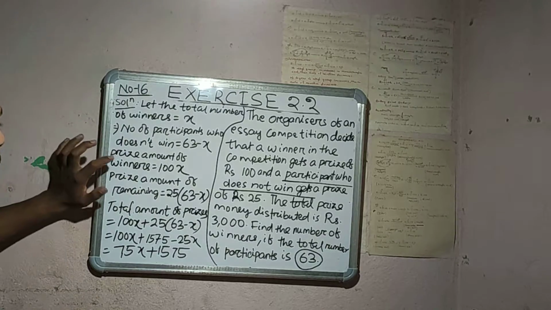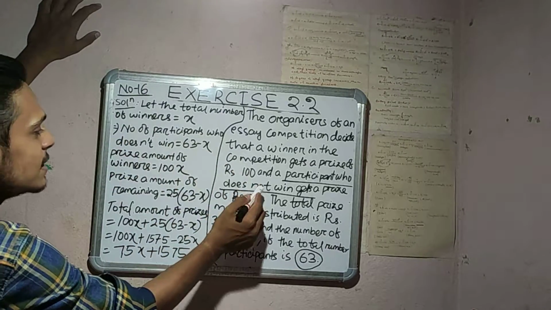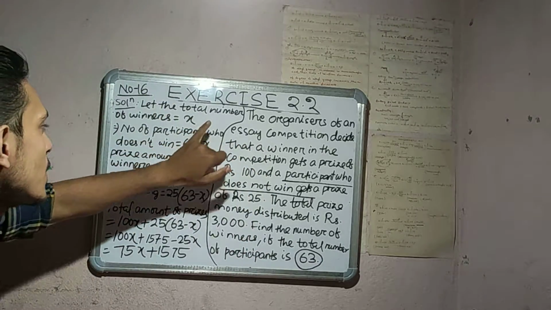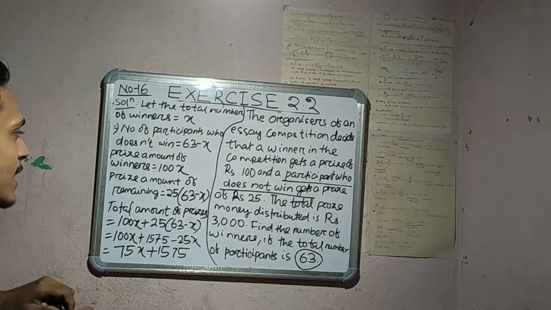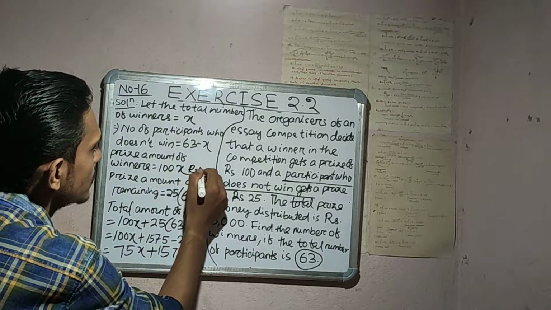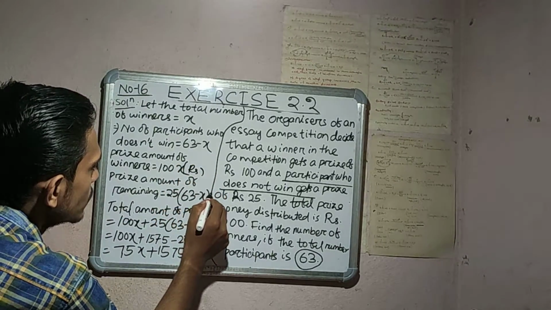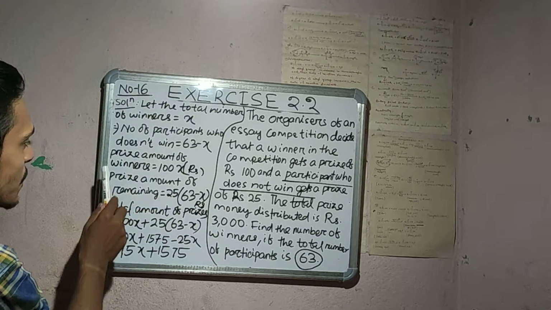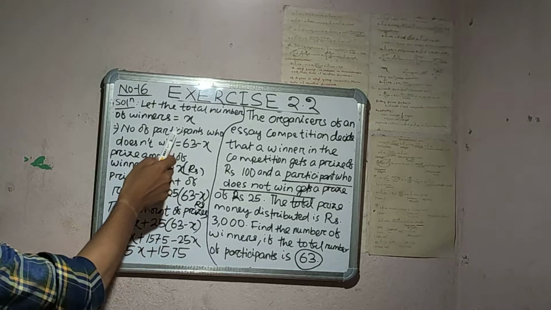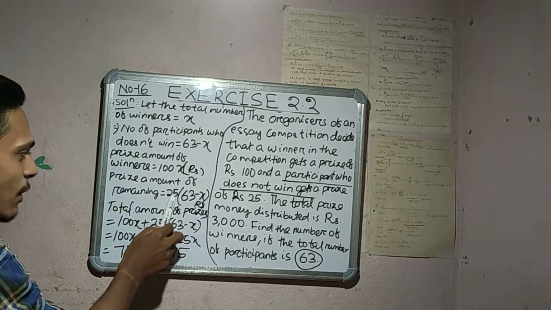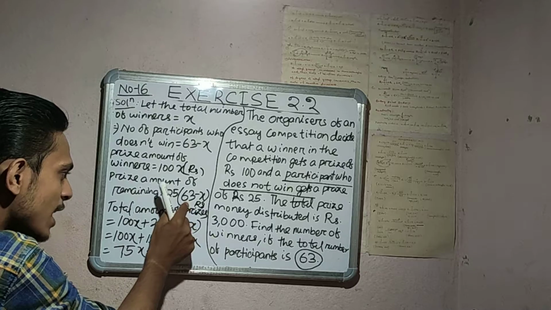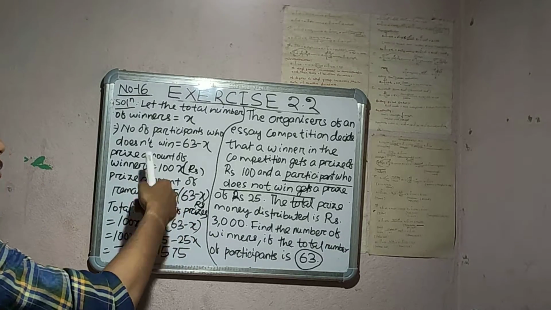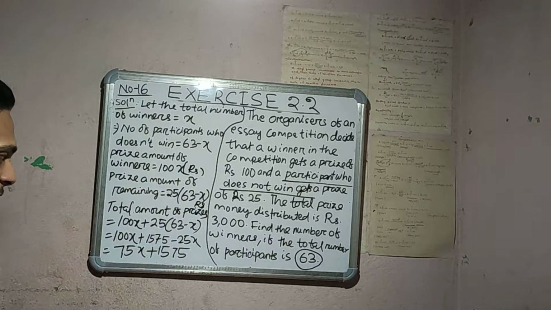The prize amount of a winner is 100. One winner gets 100 rupees, so X winners get 100X rupees. The participants who do not win get 25 each, so we have to multiply 25 with 63 minus X.